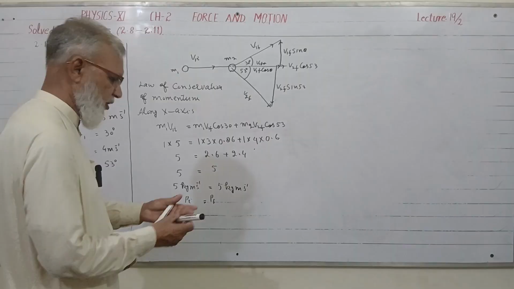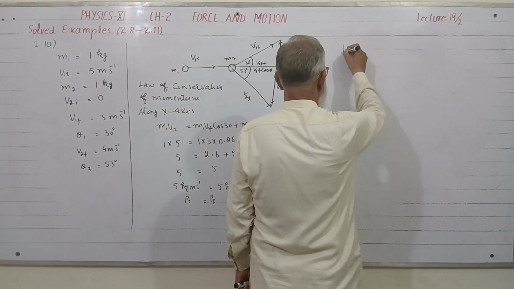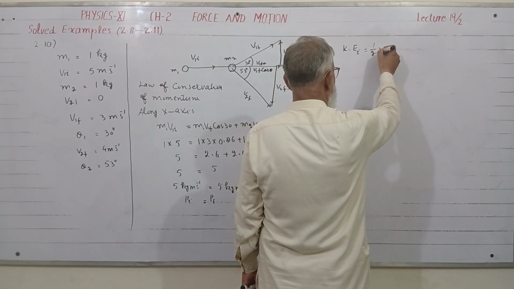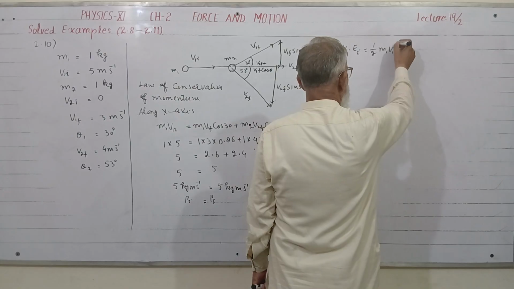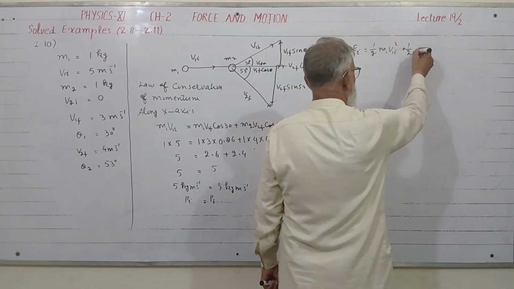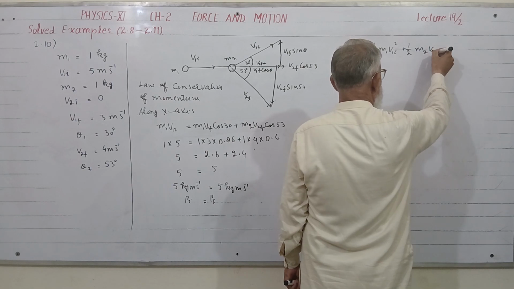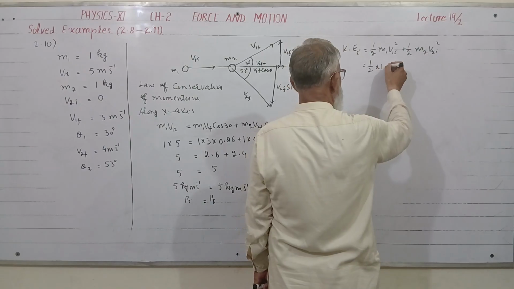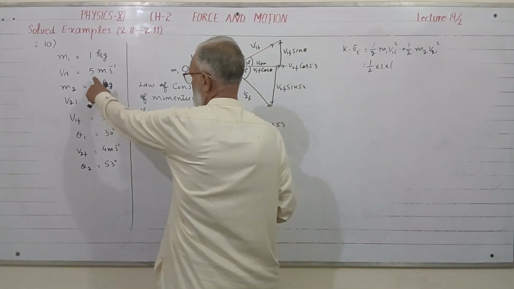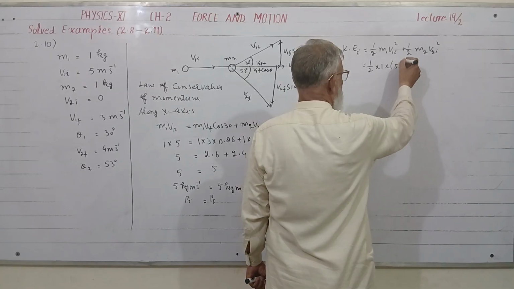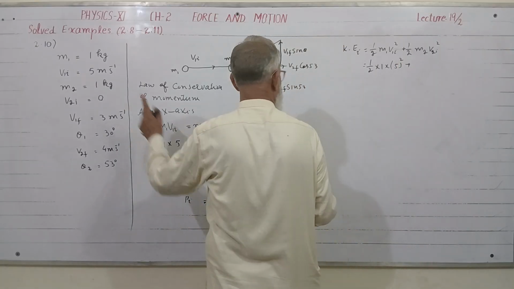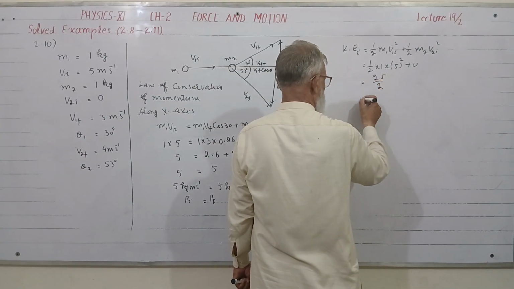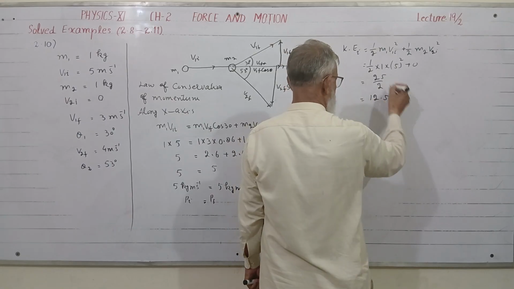Initial kinetic energy is 1 over 2 m1 v1i square plus 1 over 2 m2 v2i square. That is 1 over 2 m1 v1i square, square of 5, plus m2 v2i which is 0. So this is 25 over 2, 12.5 joule.